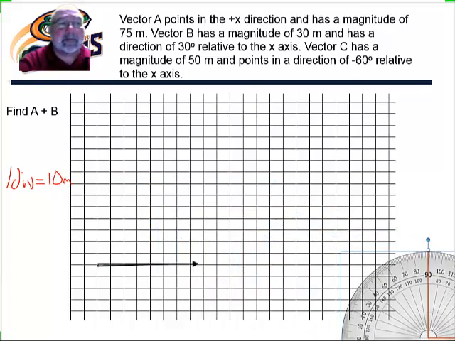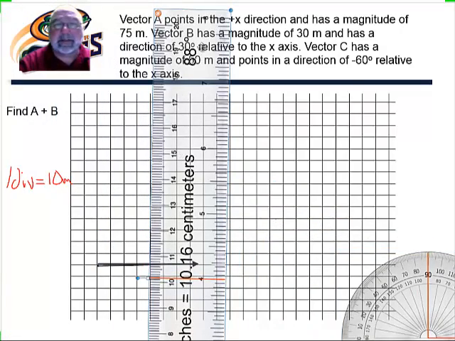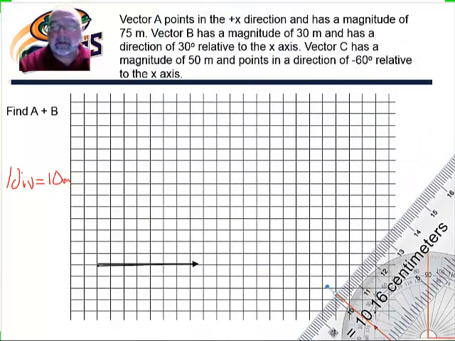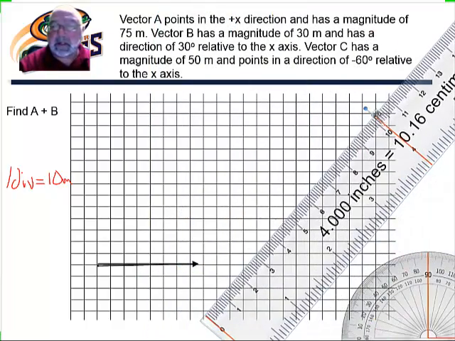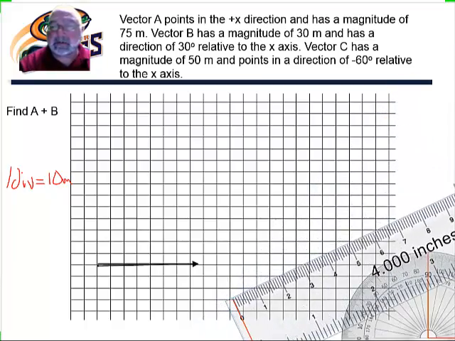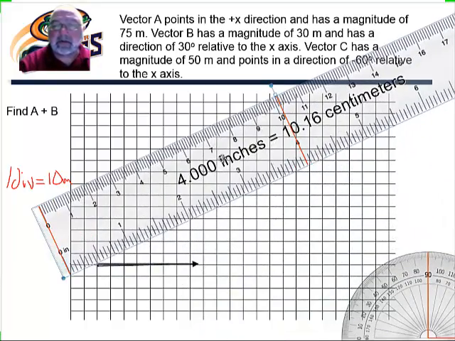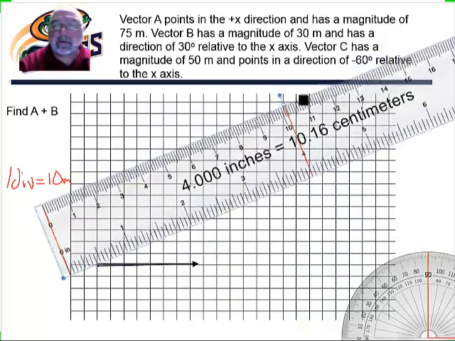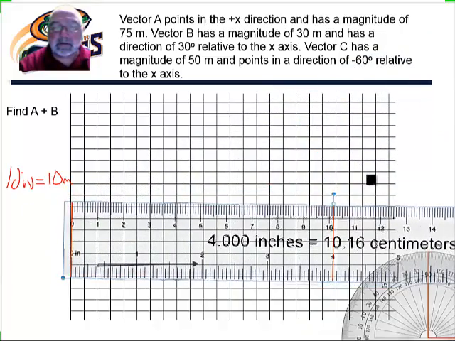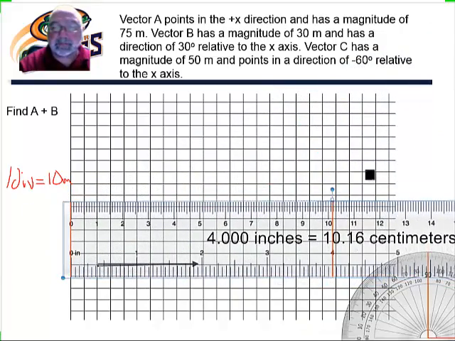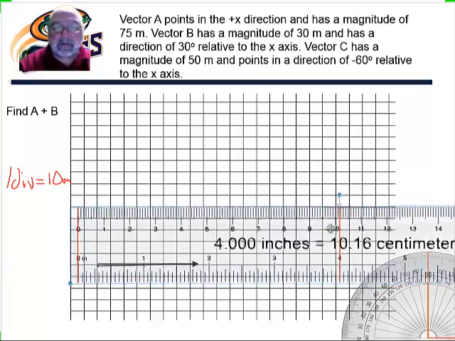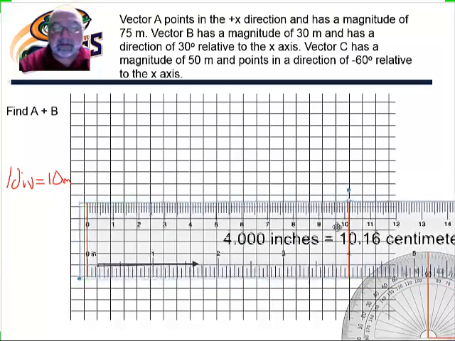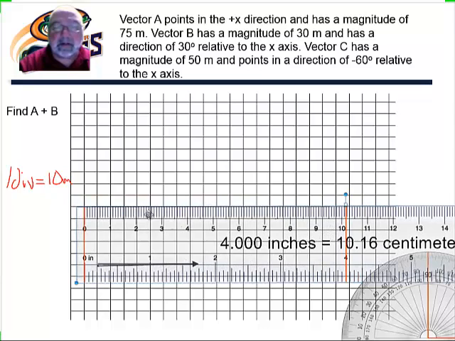And now I need to bring my ruler in. And this is a huge ruler. I need to find out the length of three boxes. Okay, so three boxes are 1, 2, 3. It looks like it's about 1.5 centimeters on this scale.